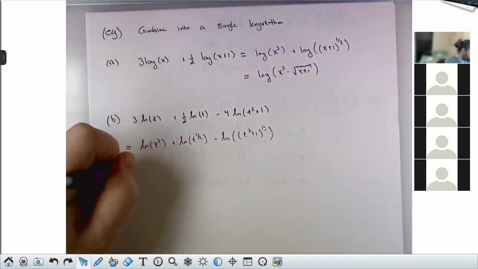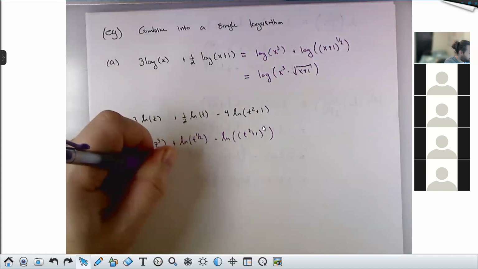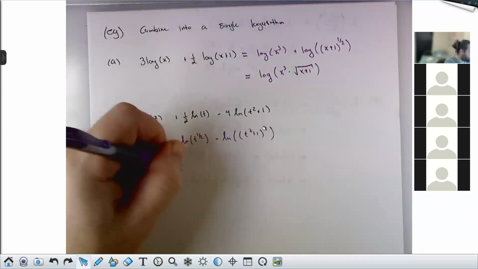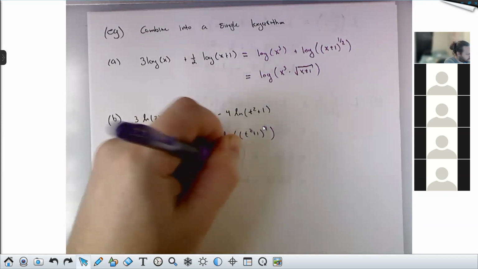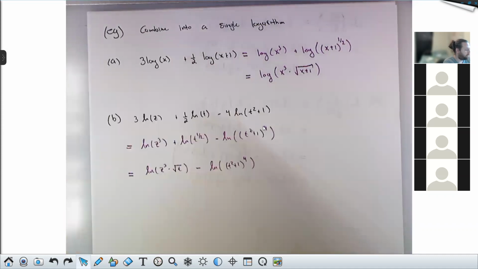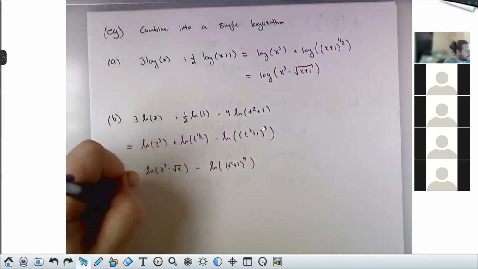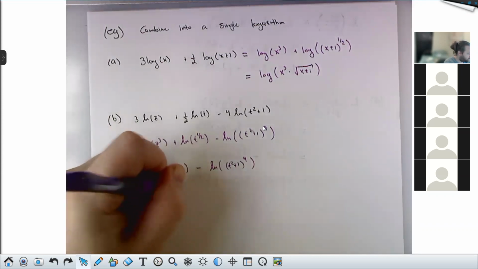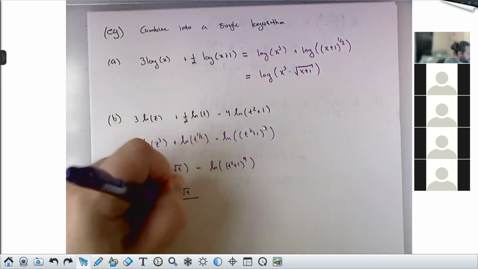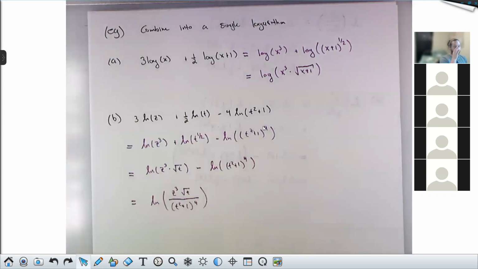Then again, remembering to not do too much at once, let's combine the first two pieces. This gives me the ln of z cubed times t to the 1/2 is the square root of t minus the ln of t squared plus 1 to the 4. Having this addition outside to multiplication inside, and then finally, you can write that as a single log with z cubed root t upstairs and t squared plus 1 to the 4 downstairs.